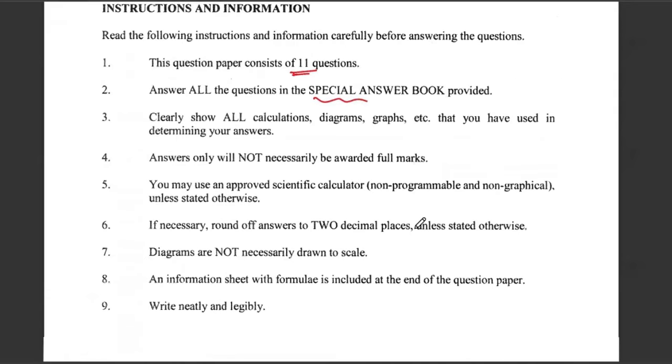Instructions, we have 11 questions that we're dealing with. There's a special answer book that was provided and then clearly show calculations for all of the workings that's being done. Answers only will not be awarded full marks, meaning you have to show your workings. You might have to use an approved scientific calculator, necessary to decimal places. Diagrams are not to scale.